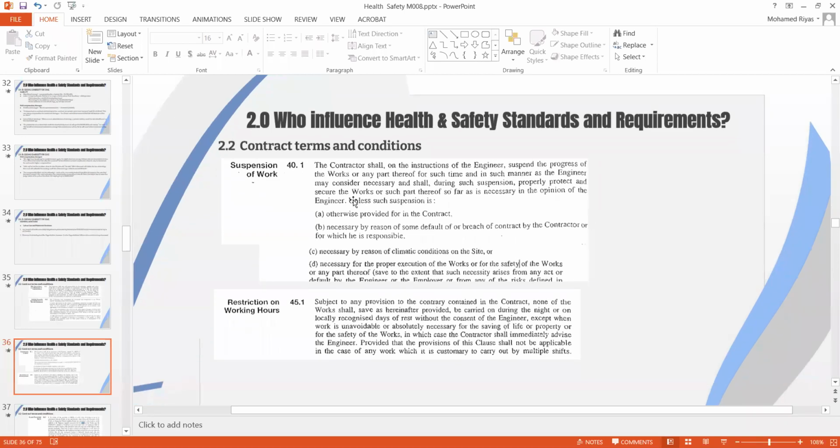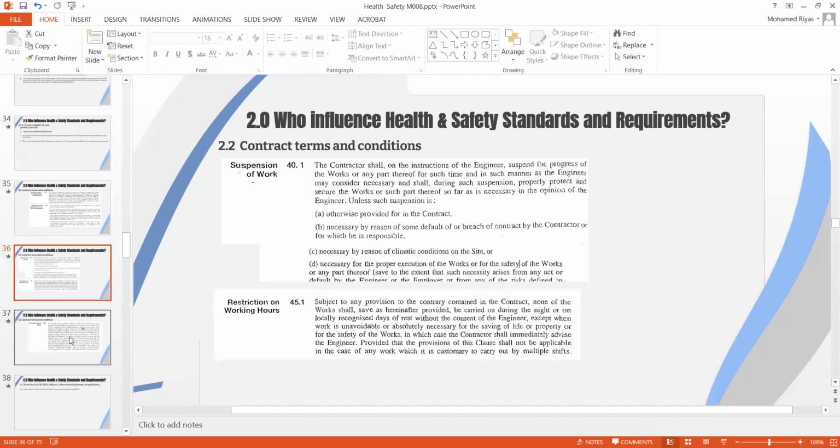FIDIC addresses the safety requirements at site in more detail. Even though the law restricts working hours, FIDIC also addresses this in 40.5.1: subject to any provision to the contrary contained in the contract, none of the work shall be carried out during the night or locally recognized days of rest. It tries to emphasize the resting provision. Even though it is addressed in detail in the local law of the country, FIDIC has comprehensive provisions regarding health and safety.